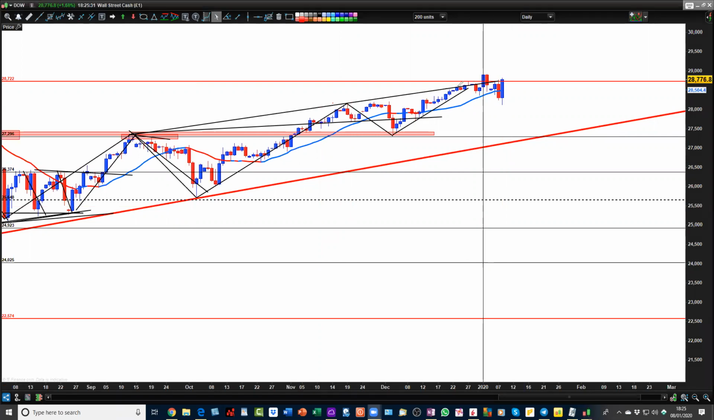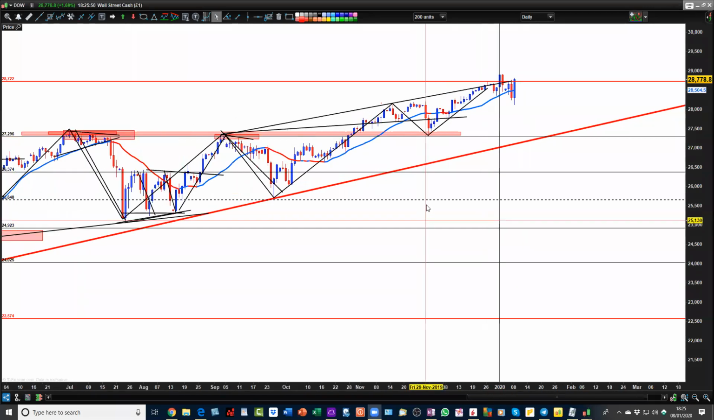Obviously this is a bullish move into the back end of last year. The dips have got bought so far, but if we can't hold this area here, this 722, then that could be key to this major trend line that I've got down there in this chart.